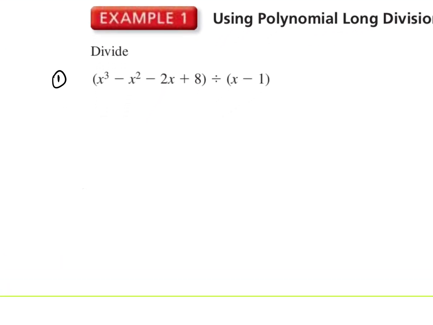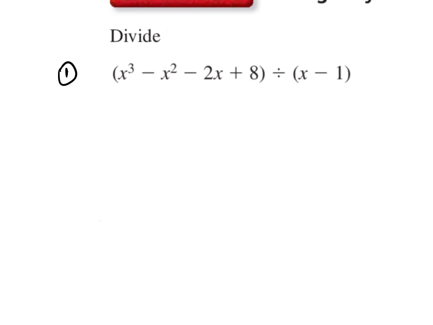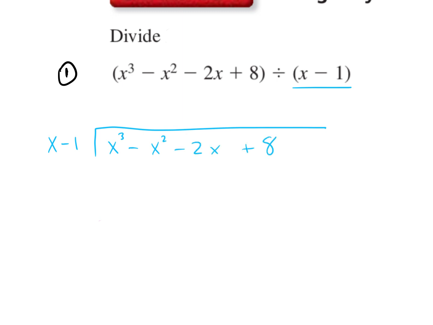So for example 1, we are dividing. The one that comes second, what we're dividing by, is going to go on the outside. So I have x minus 1. The one that comes first goes inside of our box. That's what we're dividing into. So x cubed minus x squared minus 2x plus 8.